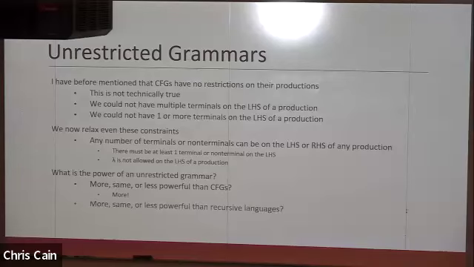The next language class that we know of are the recursive languages, where a Turing machine could both accept or reject in a finite amount of time. What do we think? Unrestricted grammars, more, same, or less powerful than recursive languages? Think about that for a little bit, and then we'll take a quick vote.